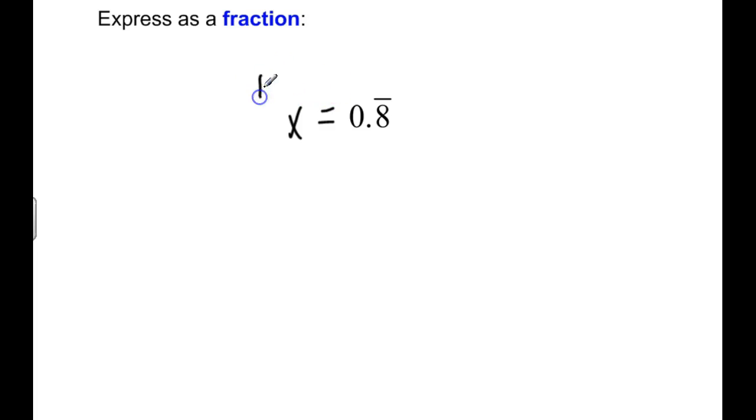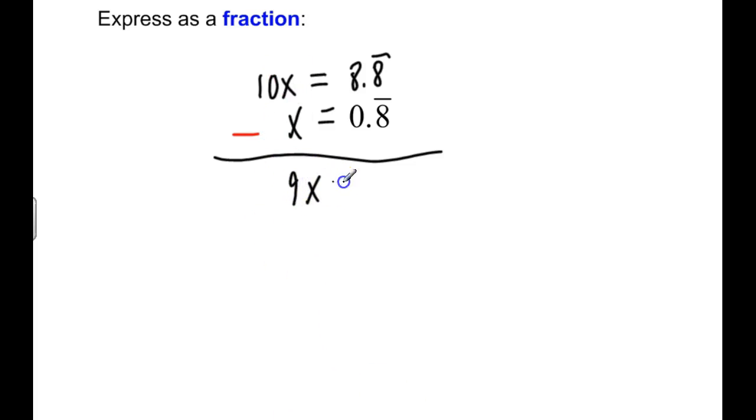So if I do something to the left-hand side of this equation, it's kind of unusual. I'm going to say 10 times x. If you multiply this side by 10, to be fair, I get 8.8 repeating. Now the nice thing is I have a little equation I can subtract. I get 9x on the left. And on the right, 0.8 minus 0.8 is 0, right? So we get 8 on the right. So divide by 9, and we get our shortcut answer of x equals 8/9.